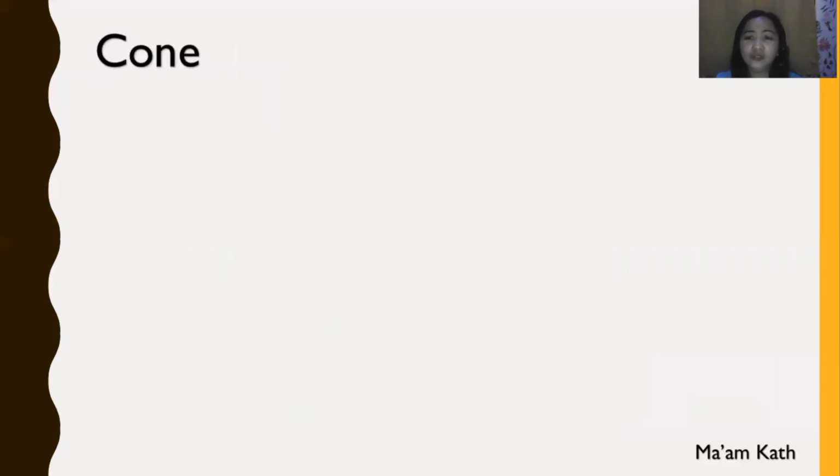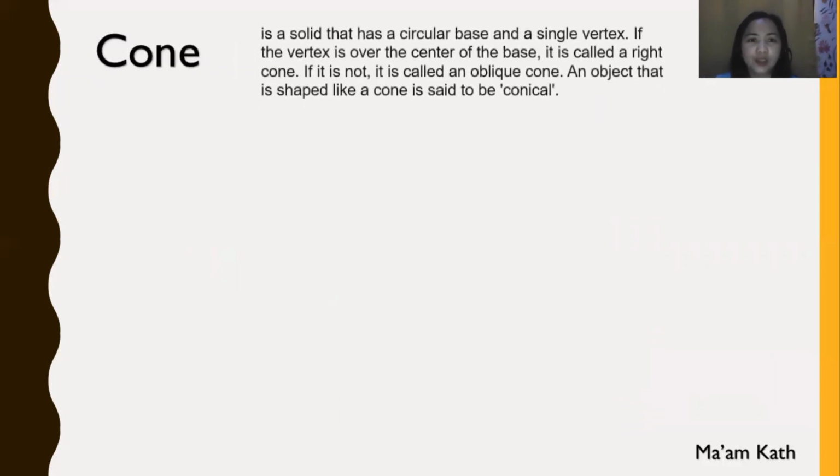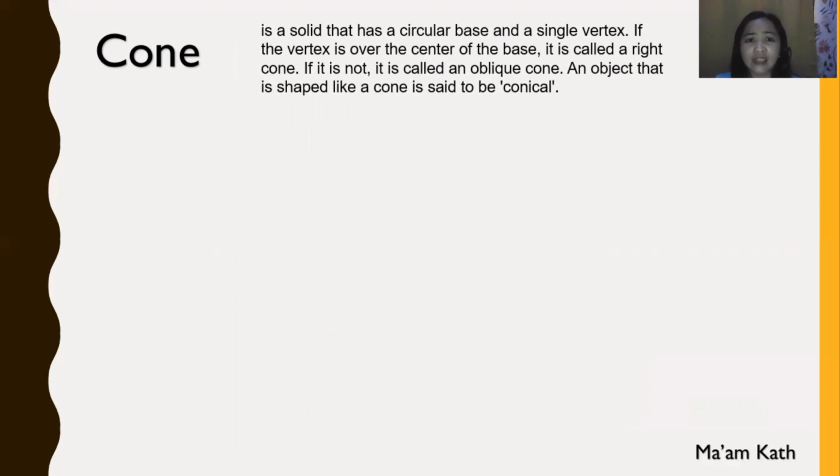So next solid figure is a cone. Cone is a solid that has one circular base and a single vertex. If the vertex is over the center of the base, it is called a right cone. If it is not, it is called an oblique cone. An object that is shaped like a cone is said to be conical.